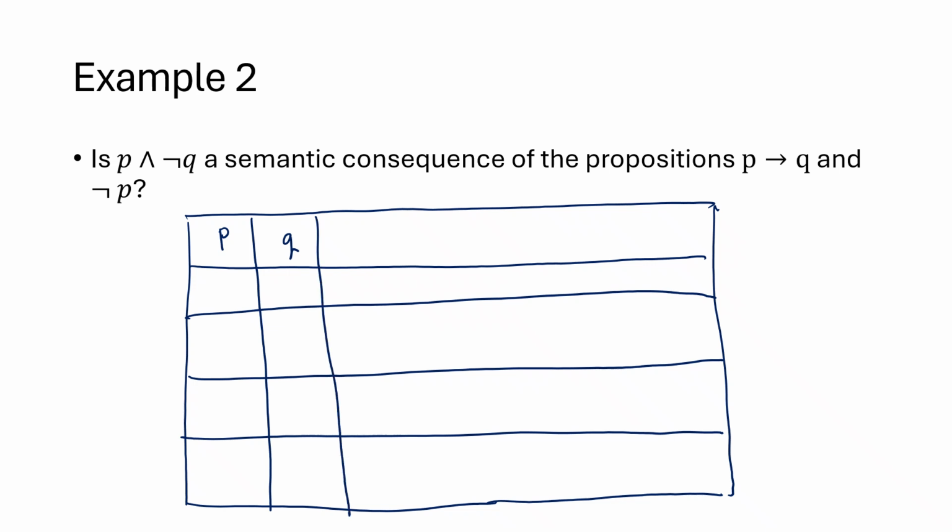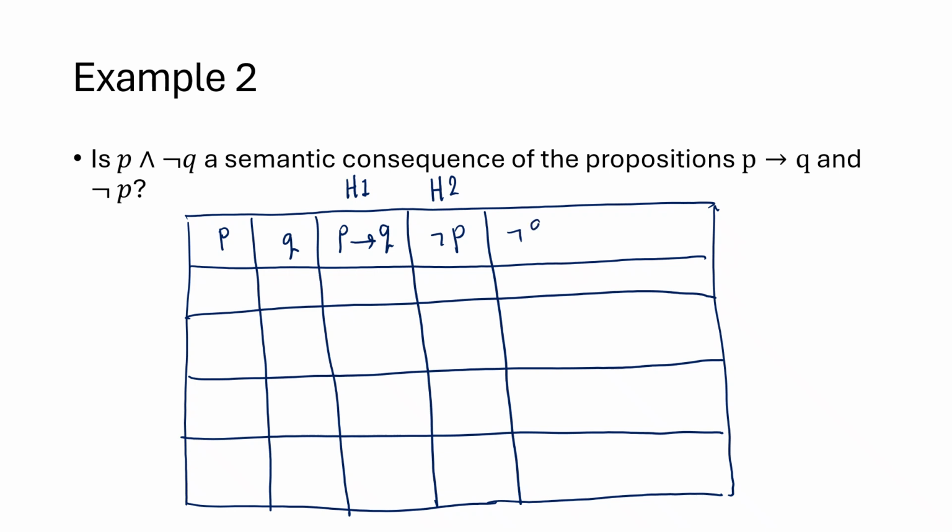Then I need a column for my first premise, if P then Q. This is my first premise, let's call that hypothesis number 1. Then I need another column for my other hypothesis, let's call that H2. And then I need P and not Q as my conclusion, but I need not Q first to be able to construct P and not Q. So P and not Q is my conclusion.